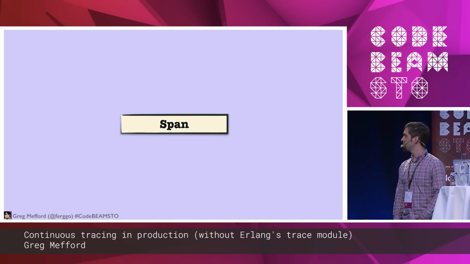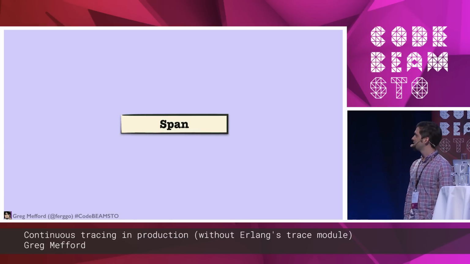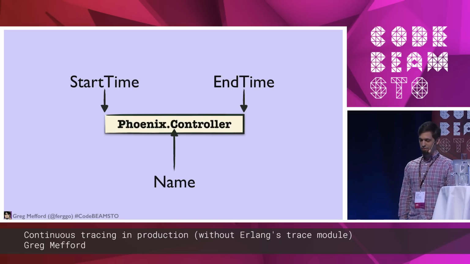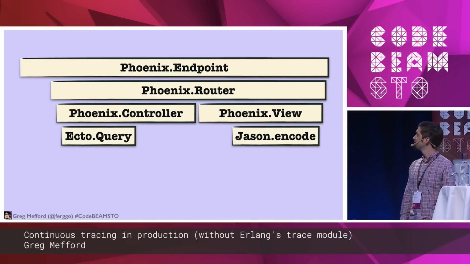It all starts with the span. So you may have heard of tracing spans, which have a name and a start time and an end time. So it's like representing this span in time between the start and the end. And a name is just a description of what was going on during that time.